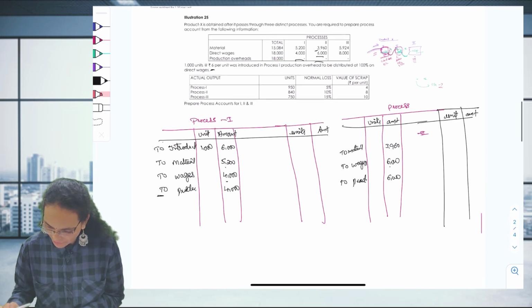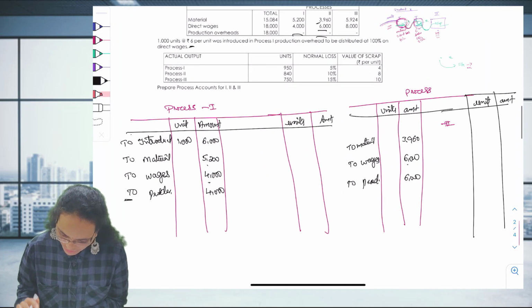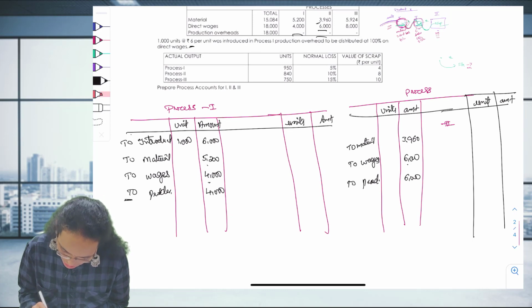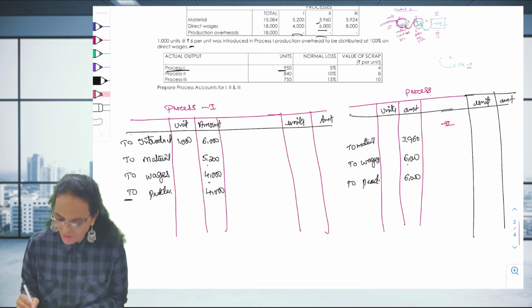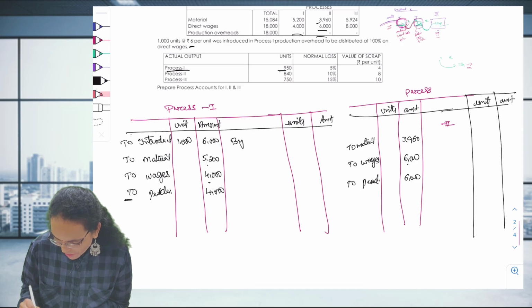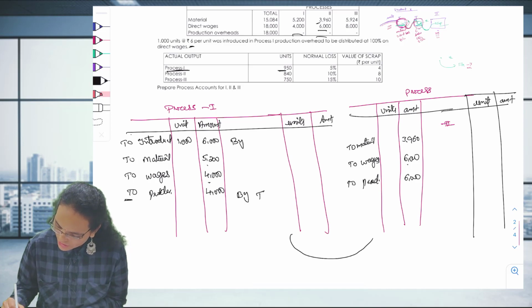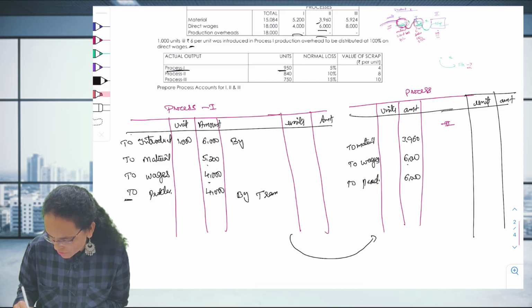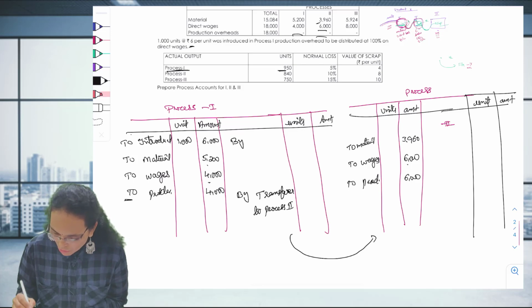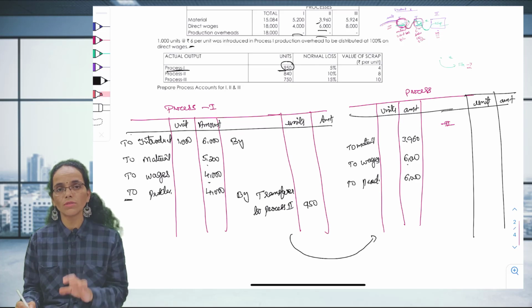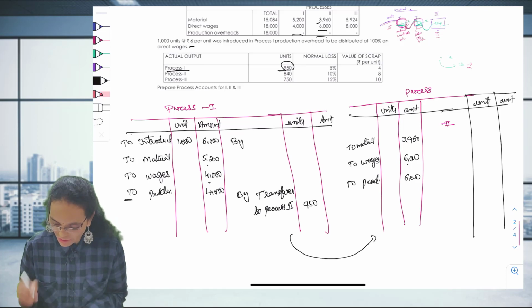Next one. Actual output. What is actual output? Actual output from process 1, 950 units. See, here you write by transfer to, it is transferring to the next process. So by transfer to process 2, how many units? 950 units. At what cost? We don't know the cost now. You wait a second for the cost.